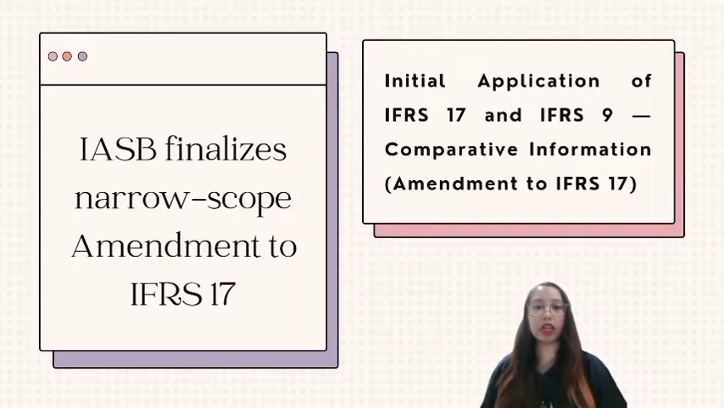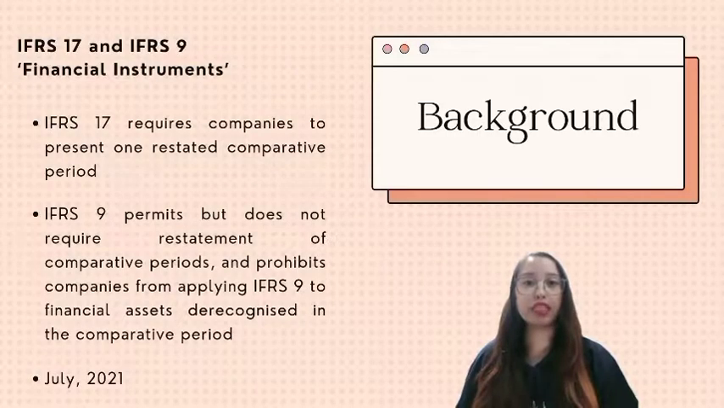Yung International Accounting Standards Board or IASB, pinublish po nila yung Initial Application of IFRS 17 and IFRS 9 Comparative Information, amendments to IFRS 17, with an amendment that allows companies na i-improve yung usefulness ng comparative information presented sa initial application ng IFRS 17 and IFRS 9. So before we discuss the key amendments here, let's take a look at the background of the amendment first.